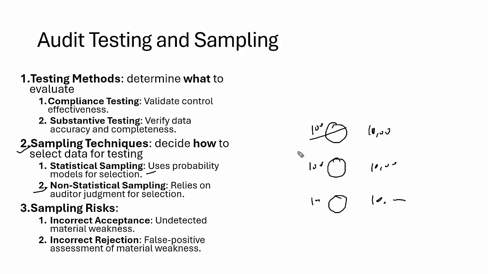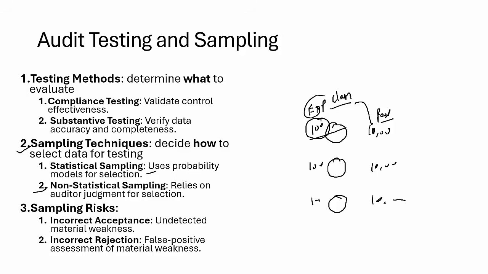So let's say for example, in this case, we selected 100 expense claims from a 10,000 pool to check if all have proper approval. Okay, we are going with random numbers. So that is basically called statistical sampling.